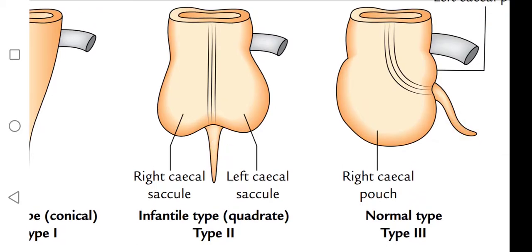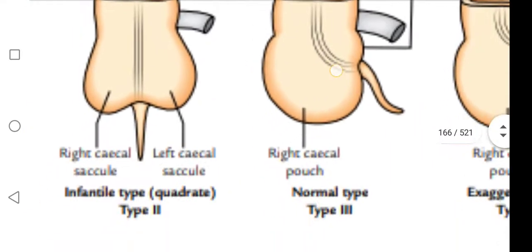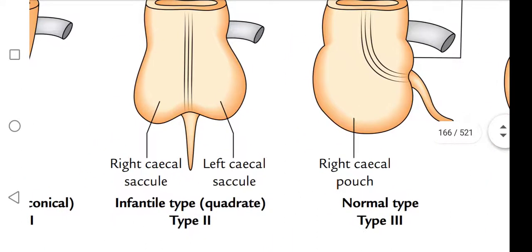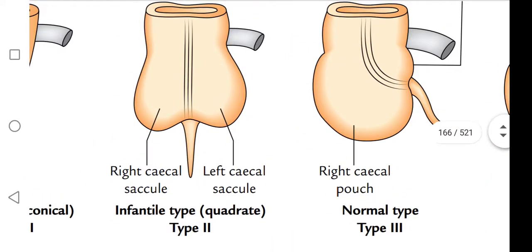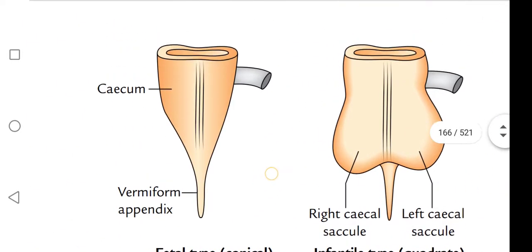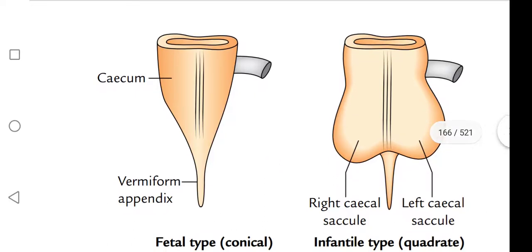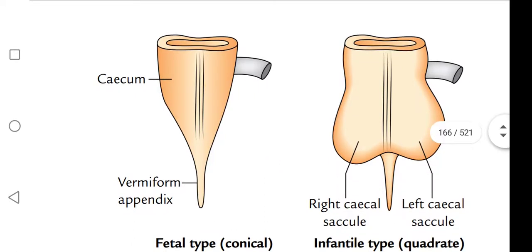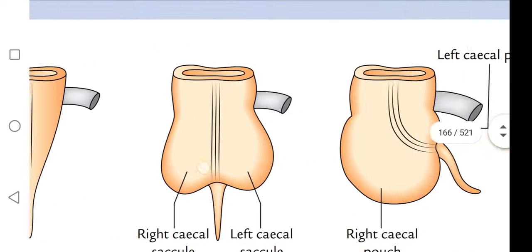Okay guys, I will show you the parts. This one is the right cecal saccule, this is the left cecal saccule, and this one is the appendix. Here also it is the same, this is the fetal one, in conical shape. The vermiform appendix is here at the tip in the fetal type.